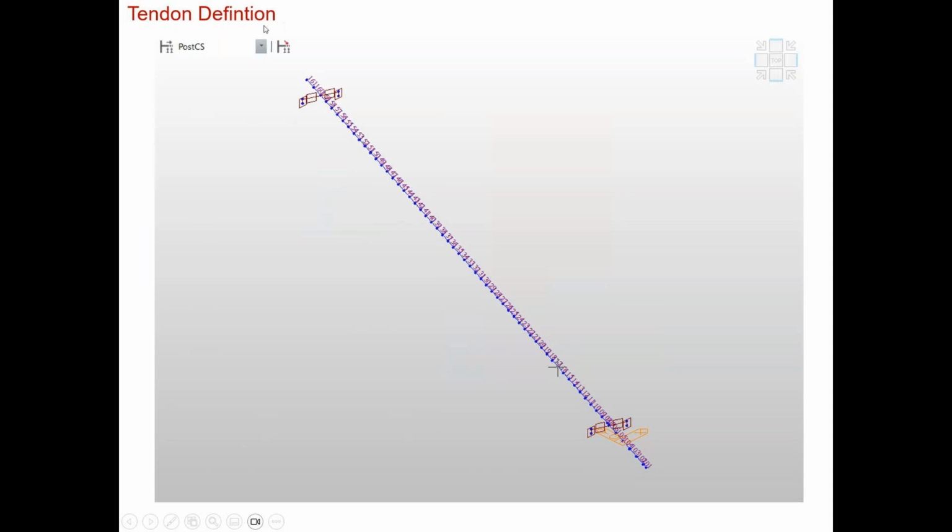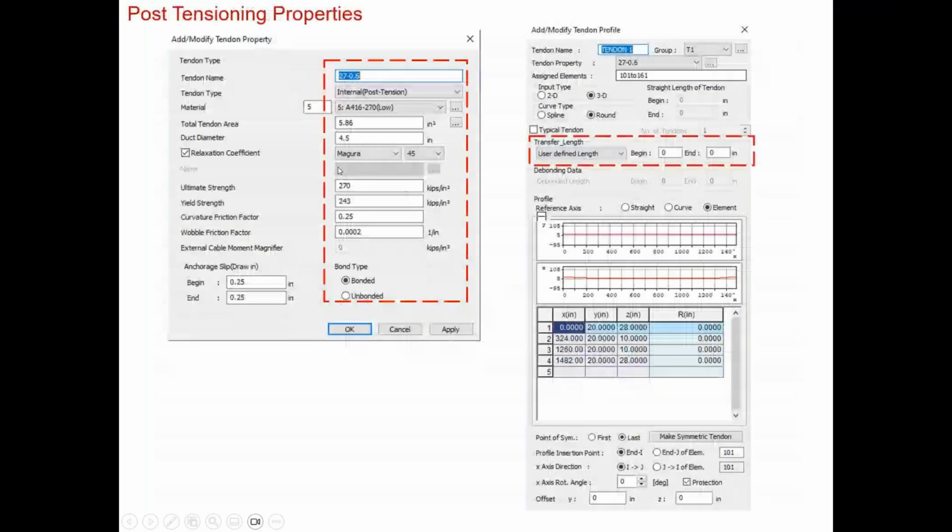For the tendon definition, you need to basically go on the post-tension bents and number the elements from 1 all the way. We have 61 elements on this bent, and basically define the tendon properties, the profile along the bent with the coordinates x, y, and z. So we have 3D coordinates for the tendons, x running along the bent, y is the lateral component, and z is the vertical eccentricity or the vertical direction component.